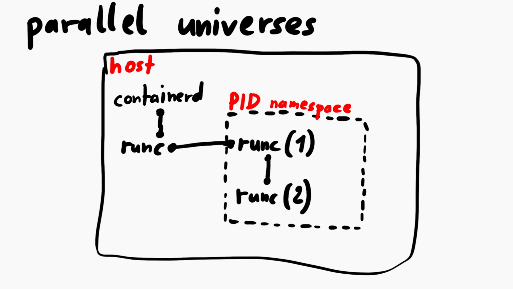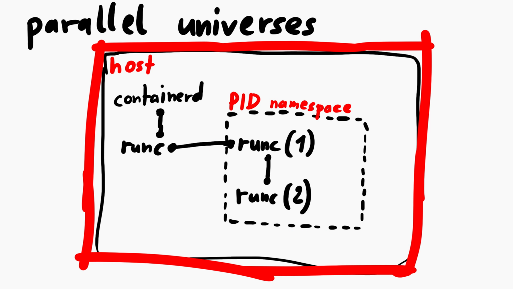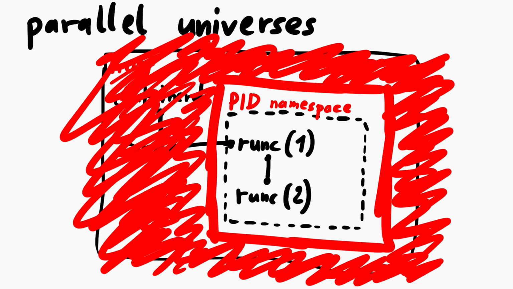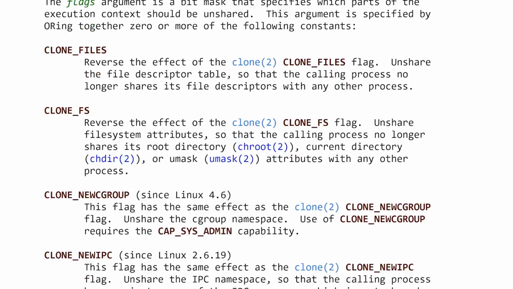They are somewhat shared. The processes of this child namespace live in the parent universe too, but that pid namespace creates a bubble around all the children and they think they are pid 1 and 2. So this is the process ID namespace. There are many more namespaces, and in the main page of the unshare syscall you can see which exist.